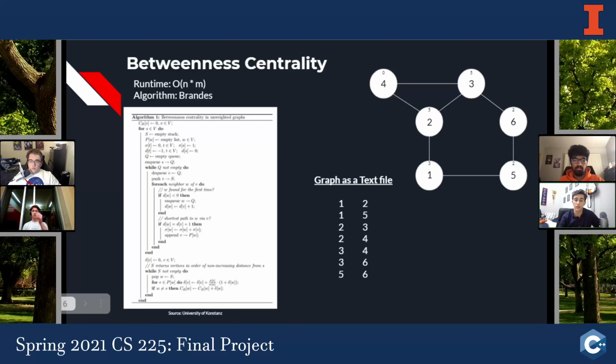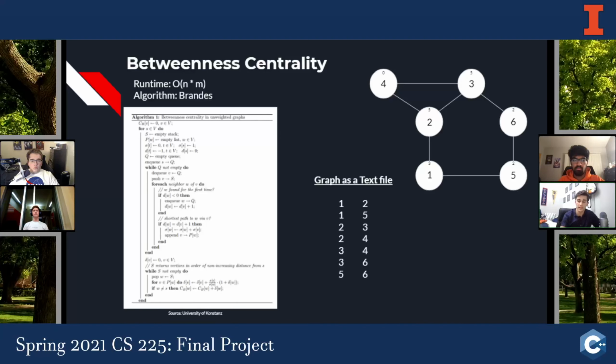So the next thing we did was betweenness centrality. And we used a really cool algorithm called Brandes' algorithm that's kind of a modified breadth first search. And its runtime is big O of n times m, where m is the number of edges and n is the number of vertices. And this pseudocode you can see here is from the University of Konstanz in Germany.